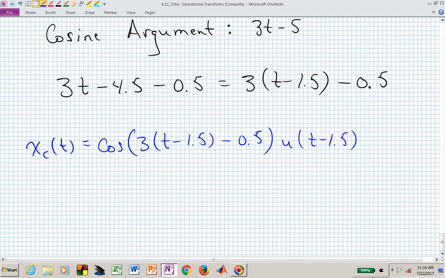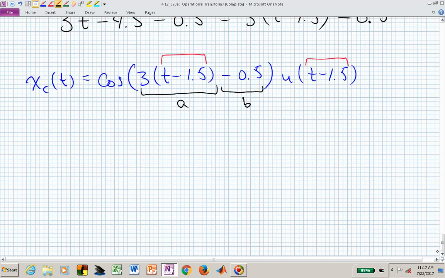Well, this piece is the same as that piece, but we have an extra term in the argument of our cosine. But what we can do is we can now say, well, this is now the cosine of 2 angles. We have an angle A, which is actually a function of time, and we have an angle B that's now minus 0.5.